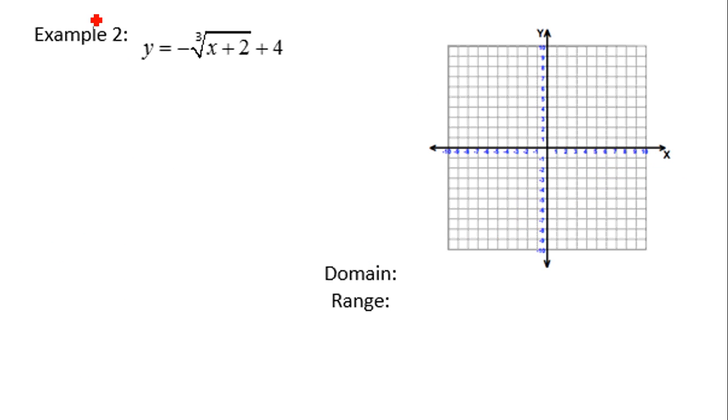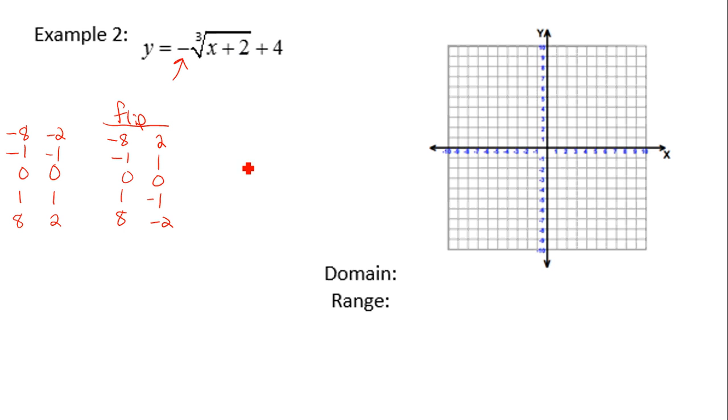Okay, let's do a second example. The parent again: -8, -2; -1, -1; 0, 0; 1, 1; and 8, 2. And we're going to do what this guy says first. So that says I need to do a flip. So -8 now goes to +2, -1 to +1, 0, 0, 1 to -1, and 8 to -2. So if you want to draw that flip, you can, but remember that's not my final answer.